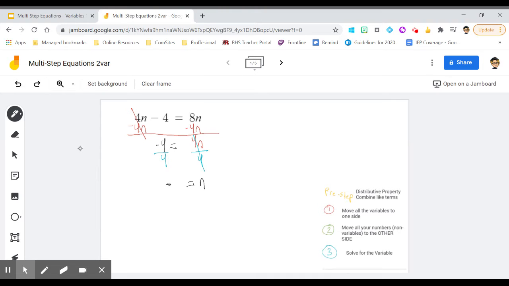Here, let me make that color different. Negative 1. That's my final answer. And for this, if you wanted to rewrite it, you'd say n is negative 1 if you want to see the variable on the left.